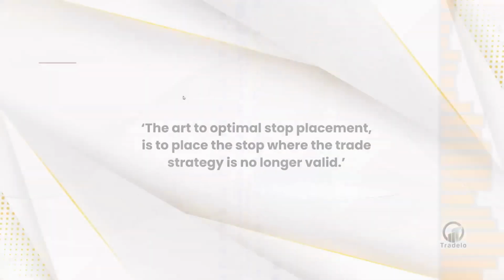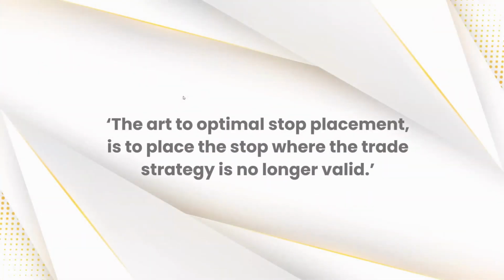Let's finish with a quote. The art to optimal stop placement is to place the stop where the trade strategy is no longer valid. There are 6 variables that go into determining how to make it optimal, but ultimately the stop goes where the trade is no longer valid.